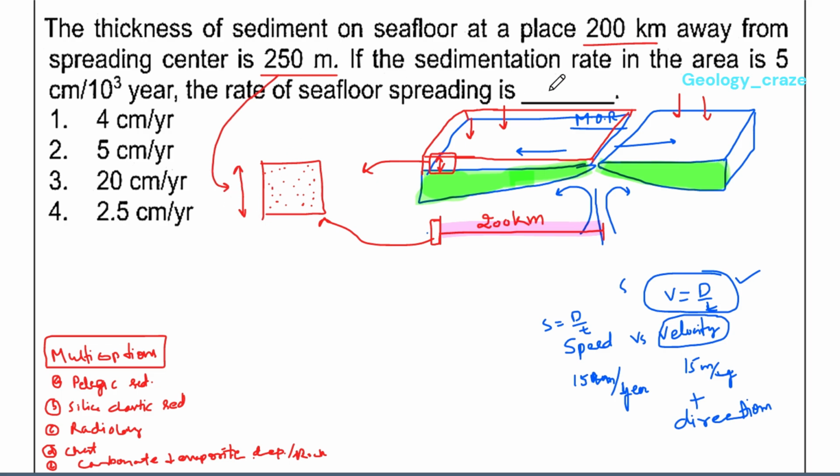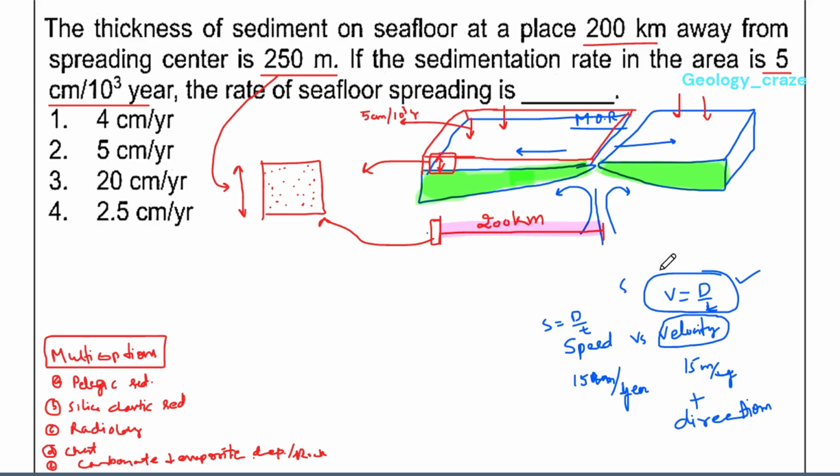And if the sedimentation rate in the area is 5 centimeter per 10 to the power 3 years, how are these sediments deposited? These sediments are deposited with a sedimentation rate of 5 centimeter per 10 to the power 3 years.